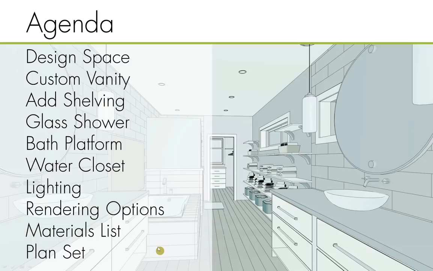For our agenda today, we're going to start by designing out our space. I'll create a custom vanity. We'll add in some shelving, create a custom shower and bath platform. Then we'll move on to adding in a water closet. I'll add in some lighting effects. We'll render out our space, review a materials list, and conclude with a plan set. So let's jump into the program and get started.